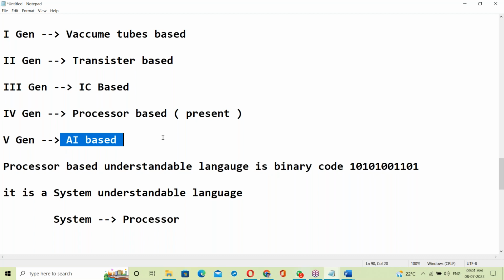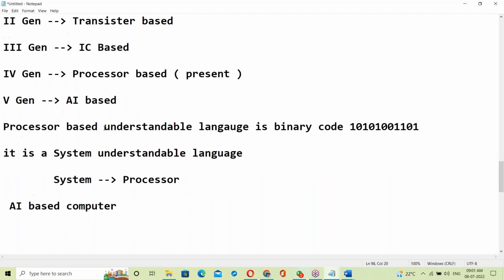So what is AI based computer understandable language? Any idea? What is AI based understandable language? AI based, artificial intelligence.